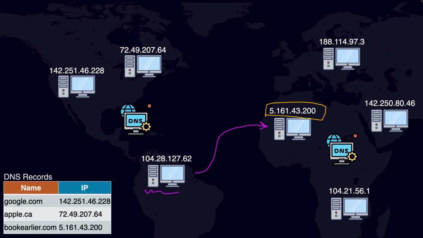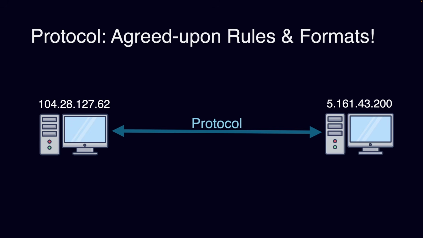It works the exact same way between two computers. Those computers need to have a common language, which is called a protocol, so that they can understand one another. Protocols are nothing more than agreed upon rules and formats that two computers need to use if they want to communicate together and understand each other.